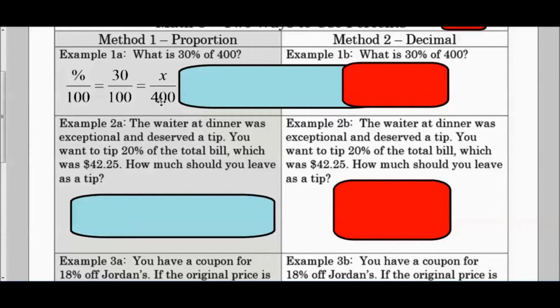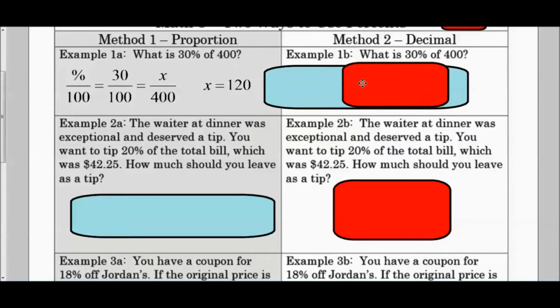Now I knew the 400 was going to go on the bottom because this says what is 30% of 400? That's the total. We're trying to figure out 30%, some part of that 400. Okay, that's the total. That lines up with our 100%. We don't know what the 30% part is. That's what the question is asking. What is 30% of this bigger number? So it should be a smaller number. Here we're going to cross multiply. You multiply across 400 times 30, and then you divide by 100, and you get 120.